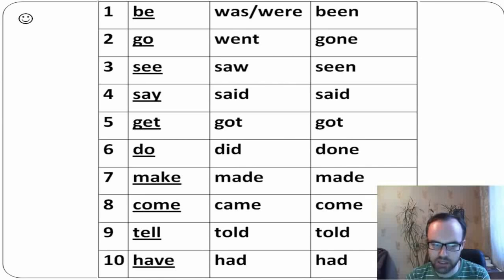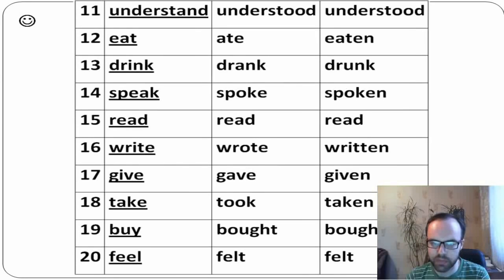Have, had, had. Understand, understood, understood. Eat, ate, eaten. Drink, drank, drunk. Speak, spoke, spoken. Read, read, read. Write, wrote, written. Give, gave, given. Take, took, taken. Buy, bought, bought. Feel, felt, felt.